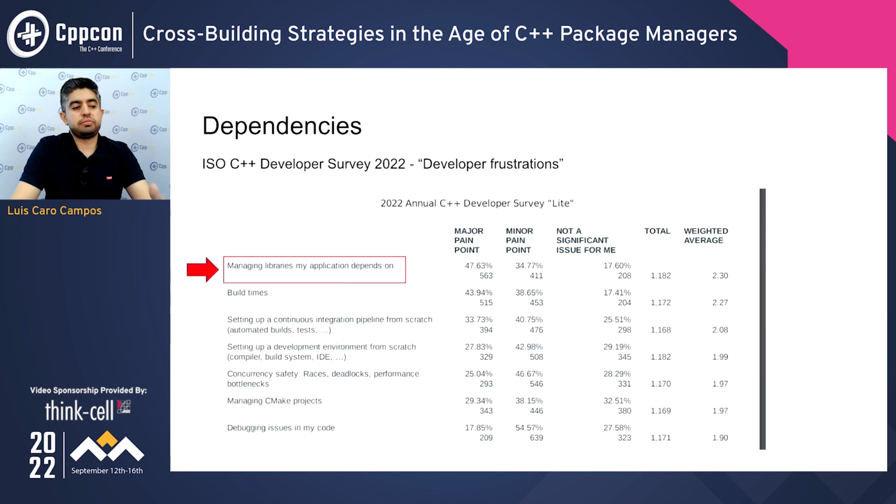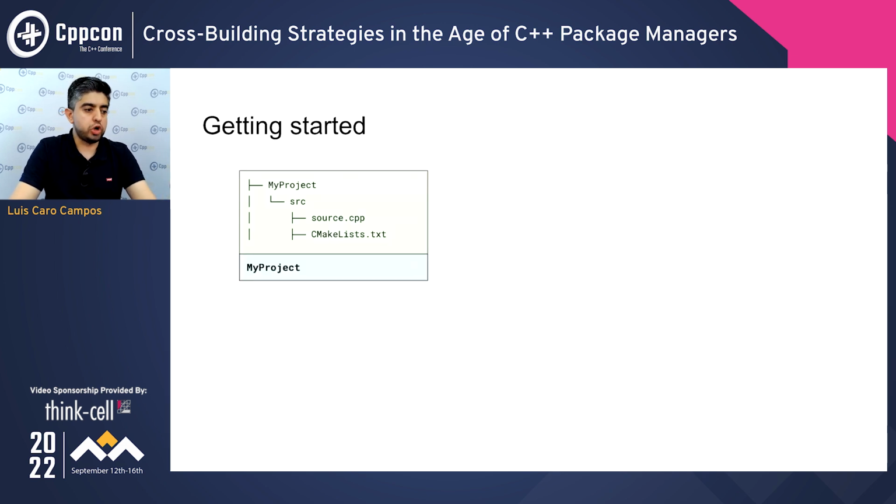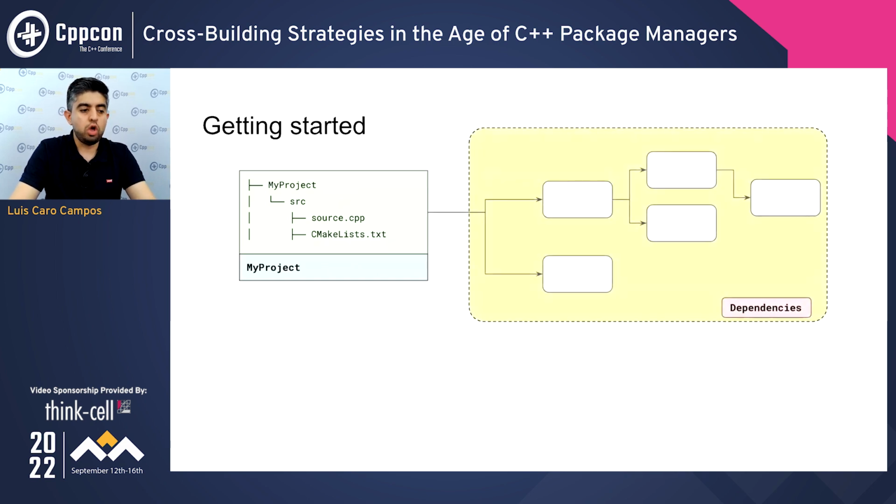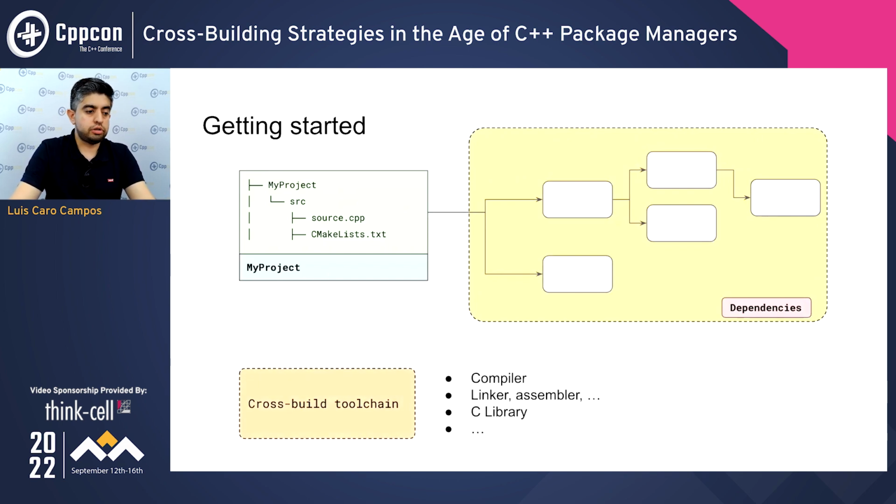So let's just get started with our project. As I mentioned earlier, we have our project. It's a sort of vanilla CMake project. Everything is cross-platform and agnostic, and we have our dependencies. We have been given a cross-build toolchain, and this includes a compiler that will output code in our target architecture, but also the binutils tools like the linker, the assembler, and the libraries required to actually generate this code.